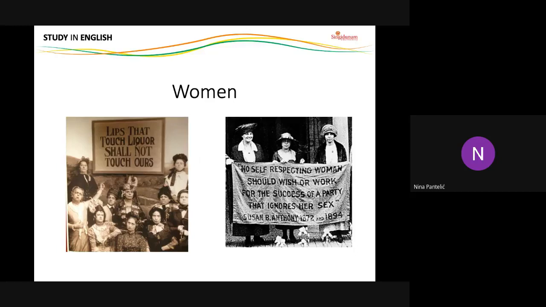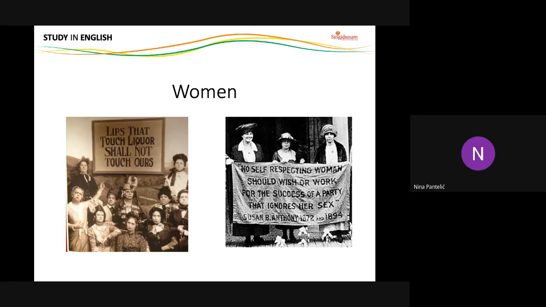Here on your screen, you'll notice that on the left-hand side, there are a few women that have a sign behind them that says, "Lips that touch liquor shall not touch ours." These are the defenders of the temperance movement. They were women who had seen the evils of alcohol and their effects on particularly their husbands and fathers, brothers, the male members of their family, primarily, though obviously not in every case. But this was enough to discourage them from the idea that alcohol in moderation isn't necessarily something that's bad. They were in favor of getting rid of it entirely.